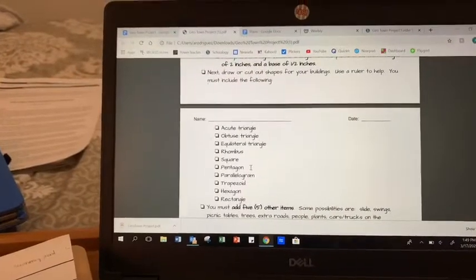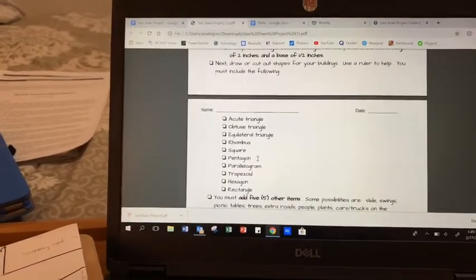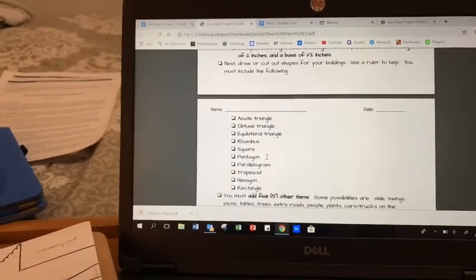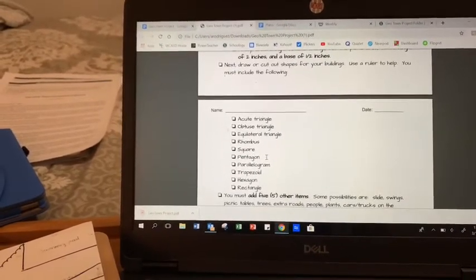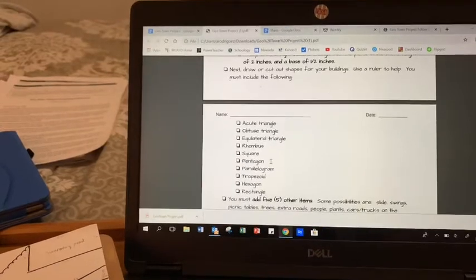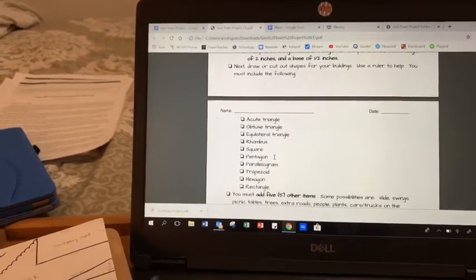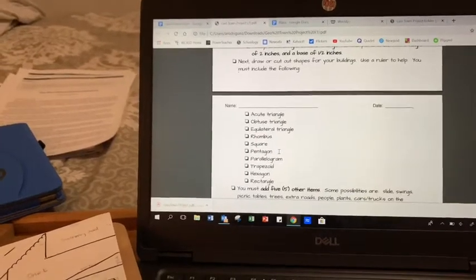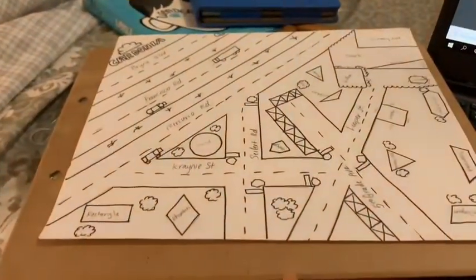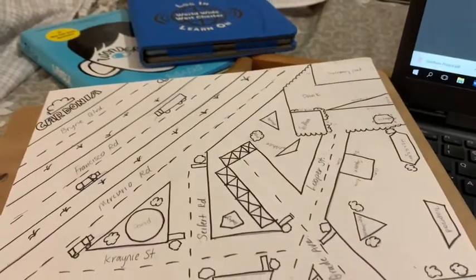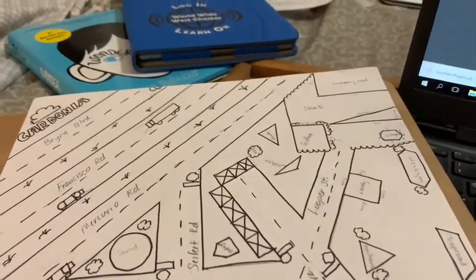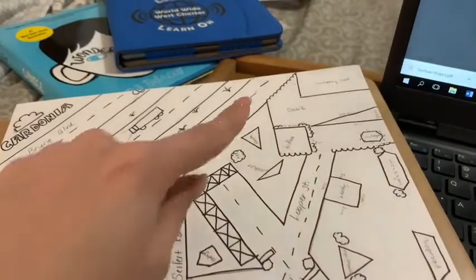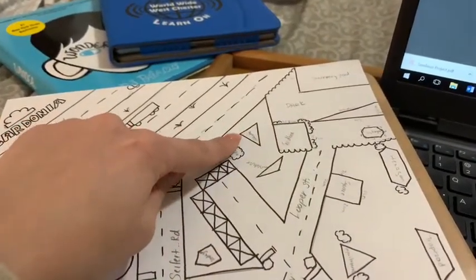Afterwards, students will need to draw or cut shapes for their buildings in their town, and these buildings should connect back to what we've been working on in class in geometry, such as those different kinds of triangles, different kinds of quadrilaterals, and other types of polygons. So you'll see on my map, I've labeled my buildings so that it's clear for me to see where I have them. To start off, I have an acute triangle right over here.